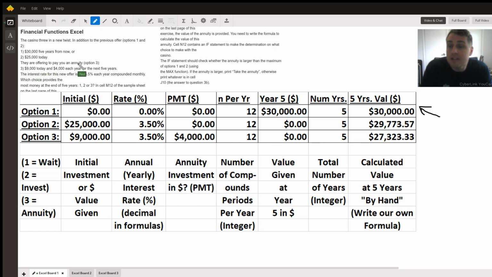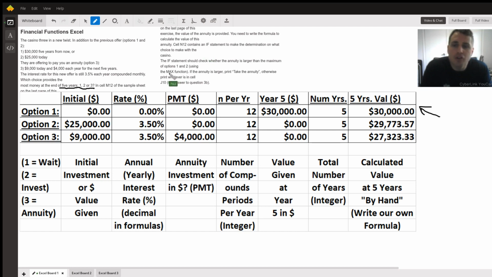They are offering to instead give you the option of an annuity, which is option 3, $9,000 today, $4,000 each year for the next 5 years. We want to know which is going to give us the maximum amount of money after 5 years, option 1, 2, or 3. We need to calculate the value of the annuity. We need to use the Excel if statement to make the determination of which is the best option to have the most money after 5 years from the casino.